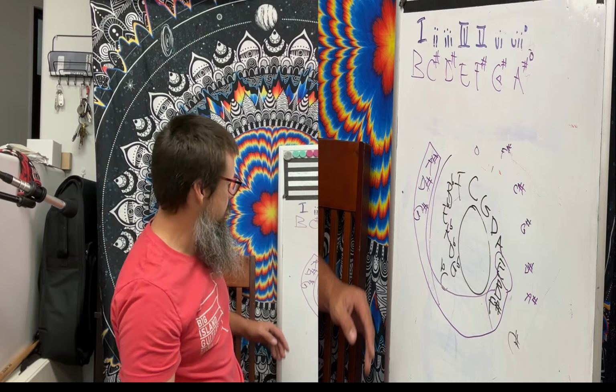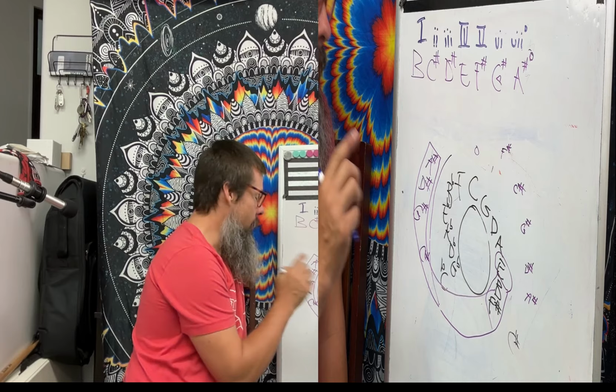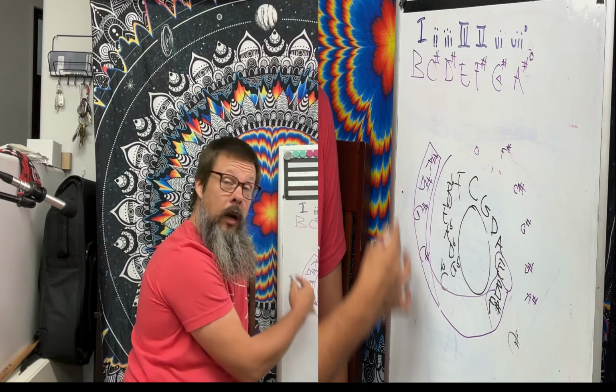You've got your G sharp. You've got your D sharp. And then the last one is going to be the diminished. This is how I use the circle of fifths to see what chords are in each key and then how to transpose it.